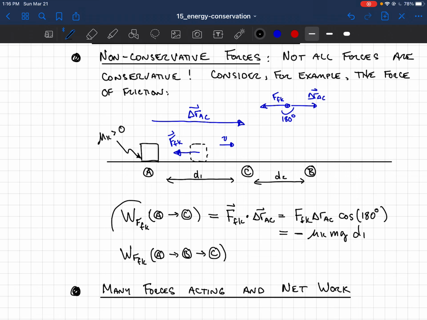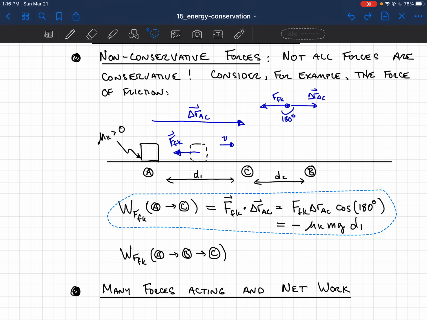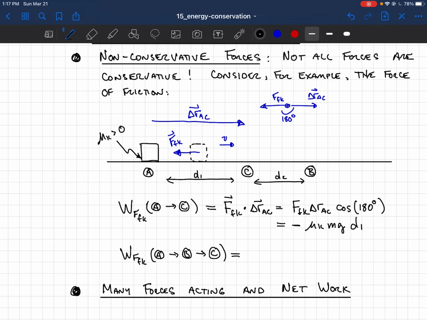So there we go. That is the work done by friction in taking the mass from point A to point C. Now, if friction were conservative, then I should be able to get the same value as I take the mass past point C, and then back to point C again. So bring the mass out to B, and then back to C again.